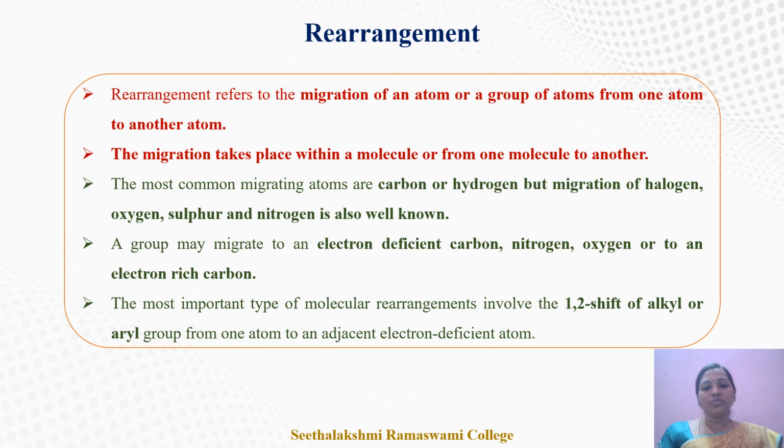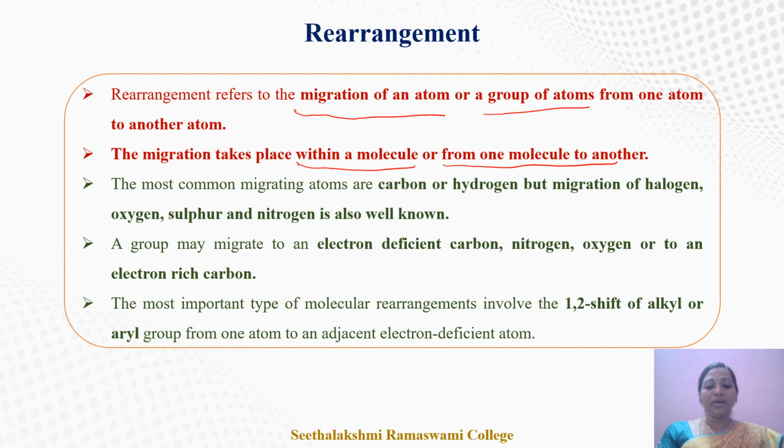Rearrangement refers to the migration of an atom or a group of atoms from one atom to another atom. The migration takes place within the molecule or from one molecule to another molecule. The most common migrating atoms are carbon or hydrogen. But the migration of halogens, oxygen, sulfur, and nitrogen is also well known.